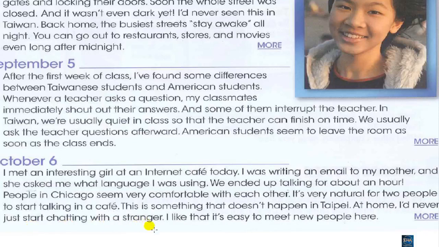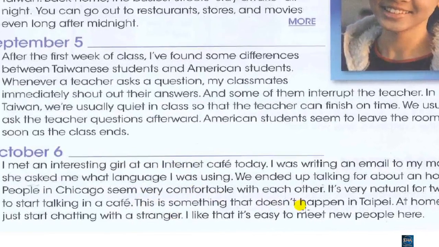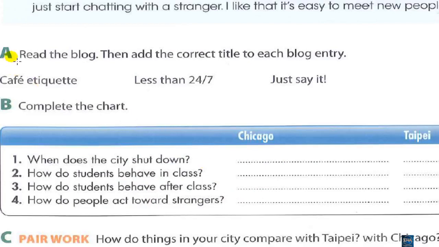Stranger, someone I don't know. I like that it's easy to meet new people here. She's very happy to meet new people here. And she started to talk with them, although she doesn't know them. So that was, of course, a third difference between people in Taipei, in Taiwan, and people in Chicago, in the USA. Let's answer the questions.